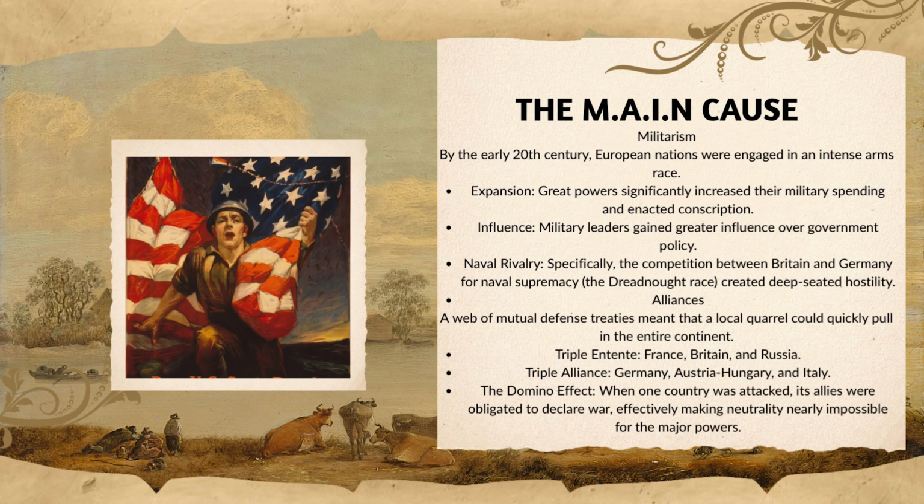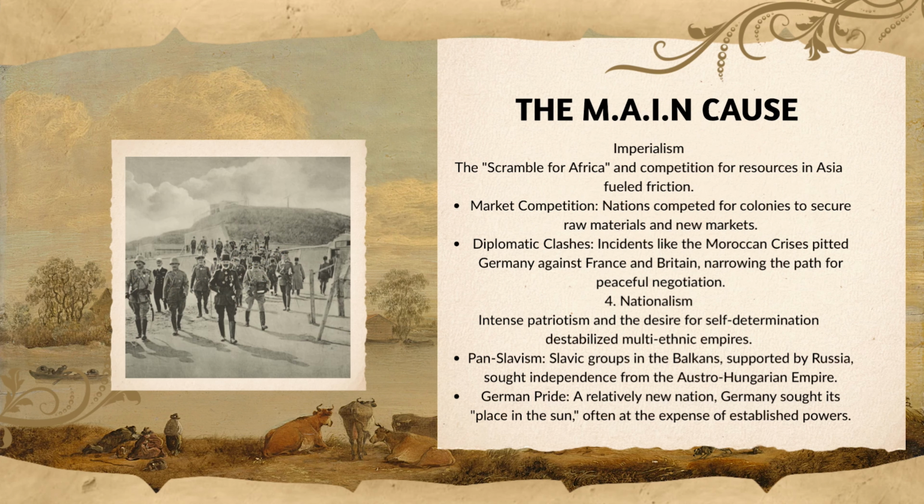for the major powers. Next, we have imperialism. The scramble for Africa and competition for resources in Asia fueled friction. Market competition: nations competed for colonies to secure raw materials and new markets. Diplomatic clashes: incidents like the Moroccan crisis pitted Germany against France and Britain, narrowing the path for peaceful negotiation.